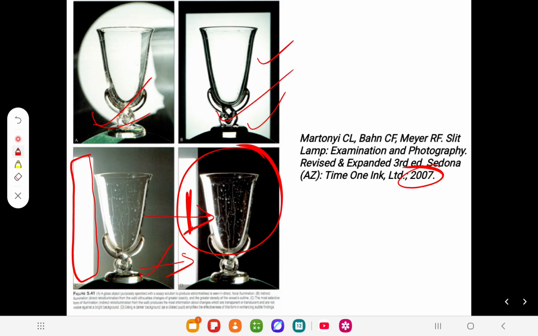You cannot see those cells with direct light thrown directly. Yes, it's really difficult. But whenever you make the background dark, yes, it's really easy to see cells. So that's what I'm talking about. Okay, this is the concept. This is a gold picture to understand the concept.